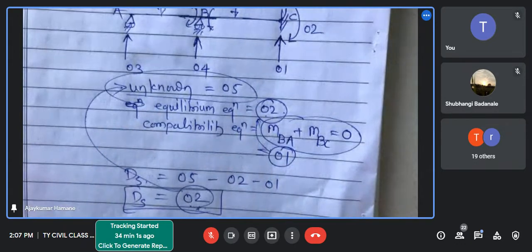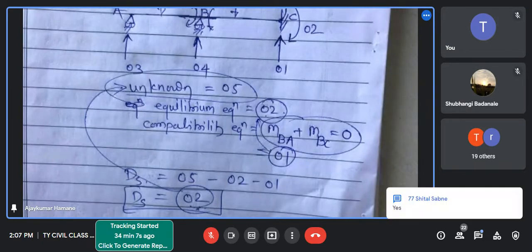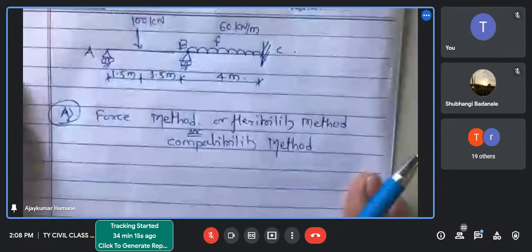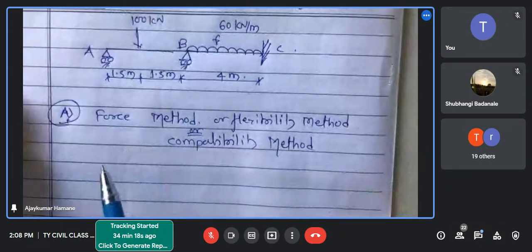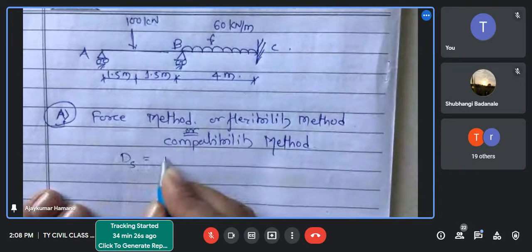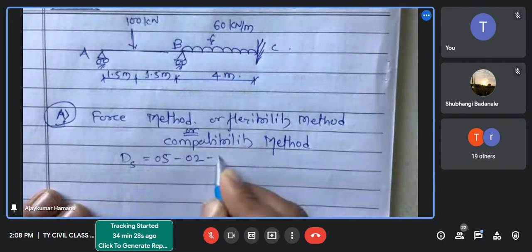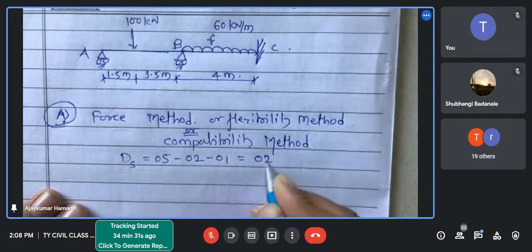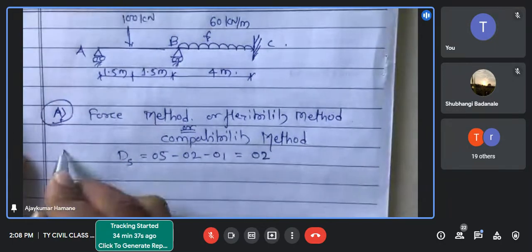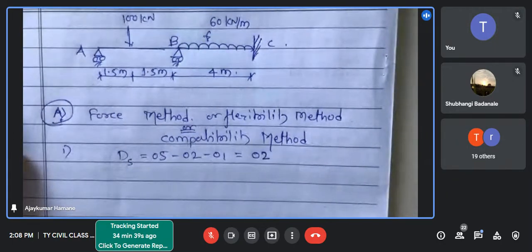Did you get it now? Yes, students. So what is the static indeterminacy for this beam? It is 2.